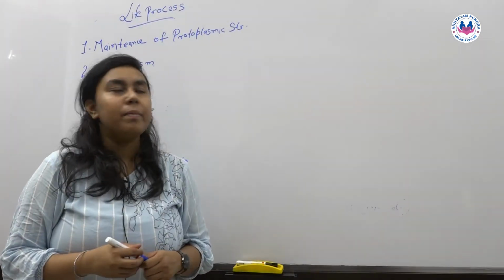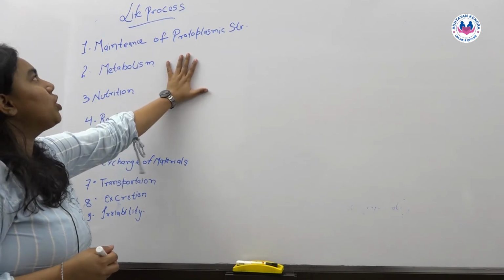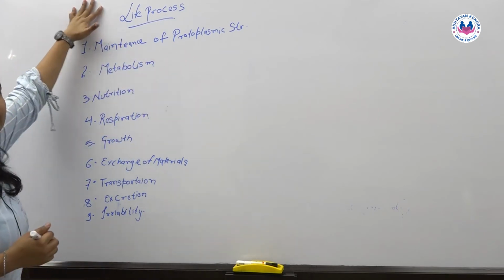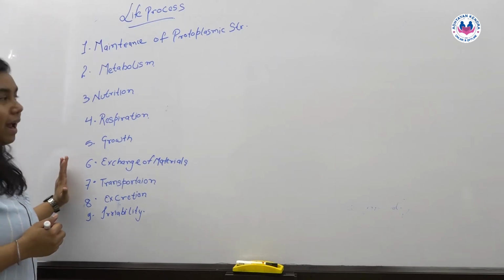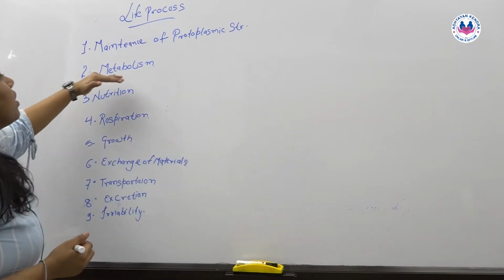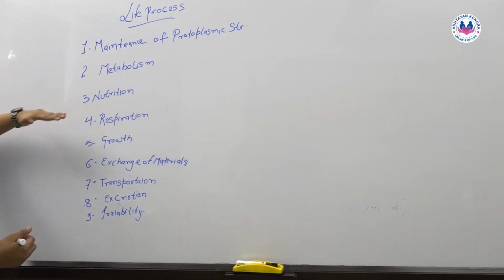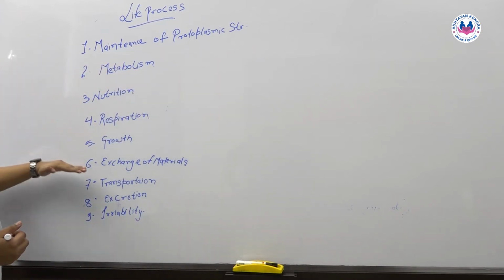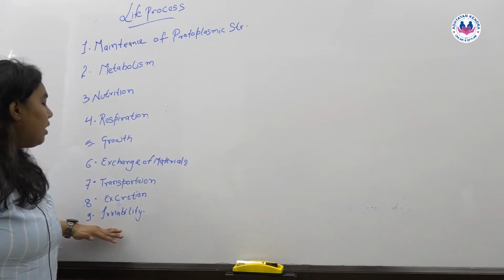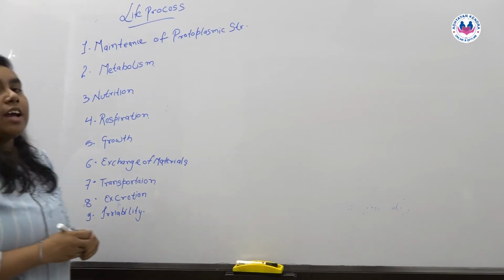As we are done with the basics, now the main portion: how life process exists. Life process has 8 subcategories: maintenance of the protoplasmic structure, metabolism, nutrition, respiration, growth, exchange of material, transportation, excretion and irritability.